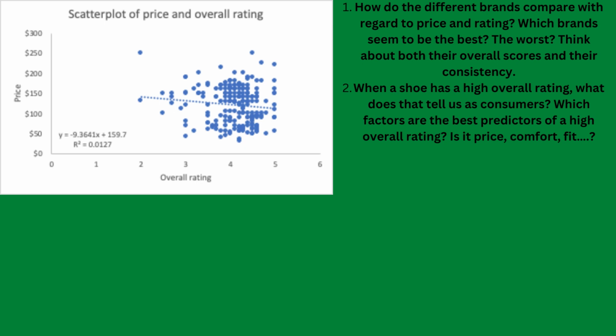To answer these questions, the different brands compare with regards to price by showing that all shoes gathered are under the $300 price point, and the shoes that are in the $50 to $200 range have an overall rating of between 4 and 5 stars. The brands that seem to be doing the best are the ones in the 4 to 5 star range. The ones that seem to do the worst are the brands that are the highest and lowest price, and the ones that seem to do the best are in the middle price point area.